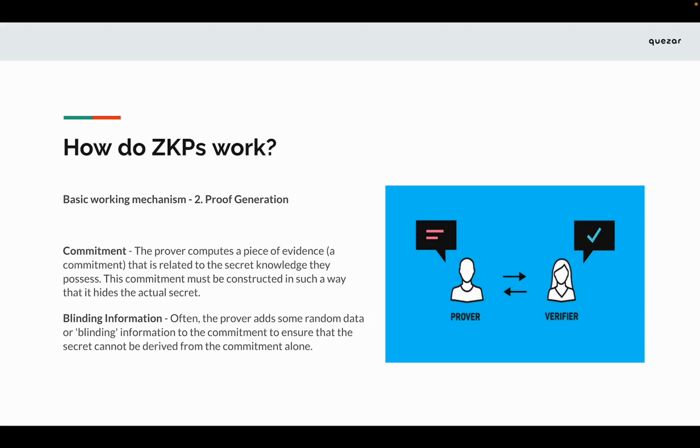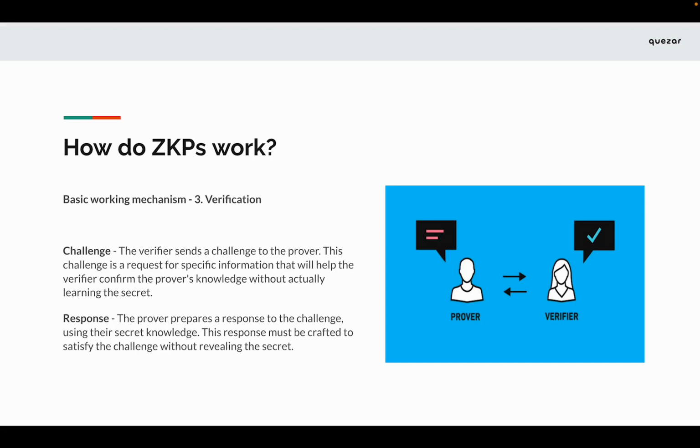Then comes proof generation. In proof generation, the prover creates a piece of evidence that is supposed to tell the verifier that they know something, but this piece of evidence is created in such a way that it doesn't communicate anything about the secret at all. Sometimes a blinding information is also added to this process so that the actual data can't be backtracked from the piece of evidence. The third step is verification.